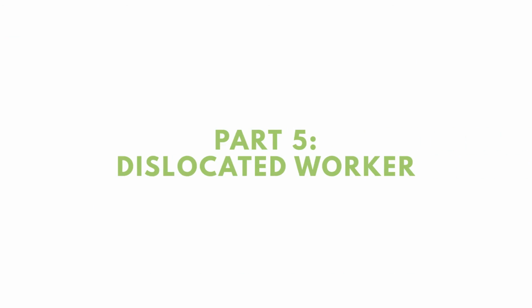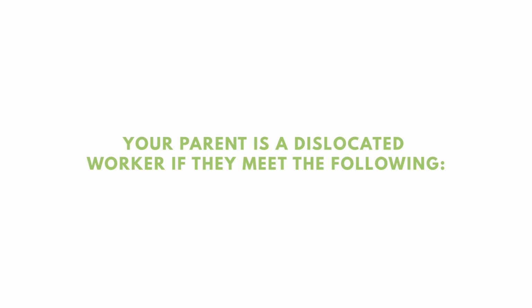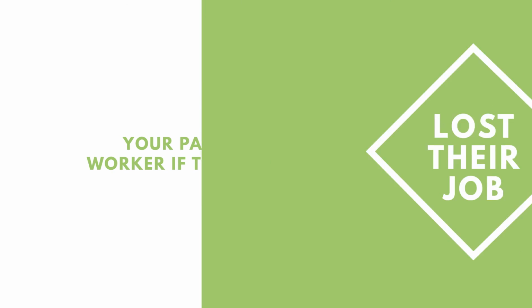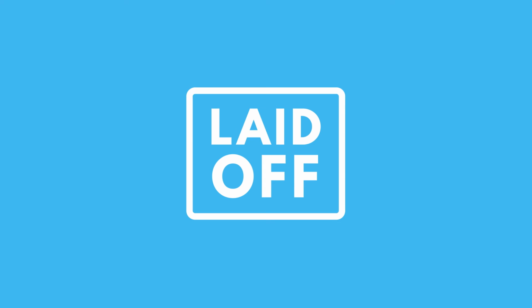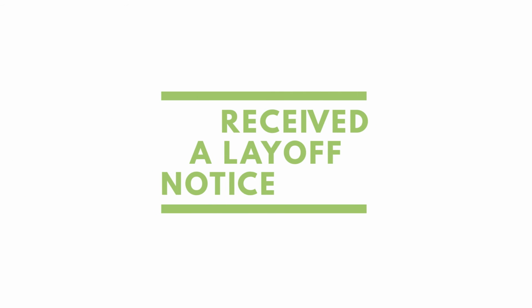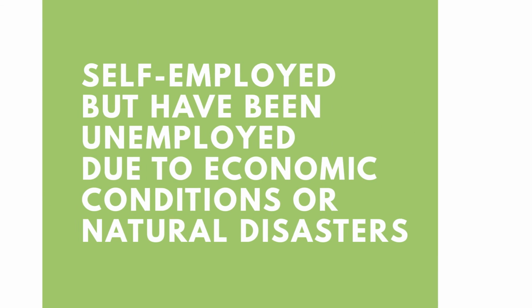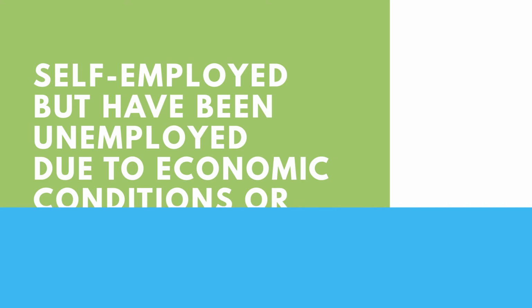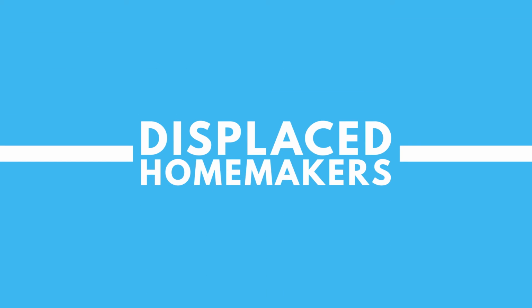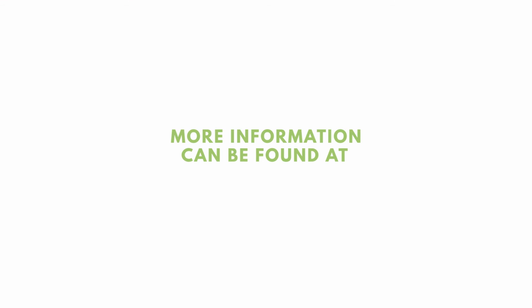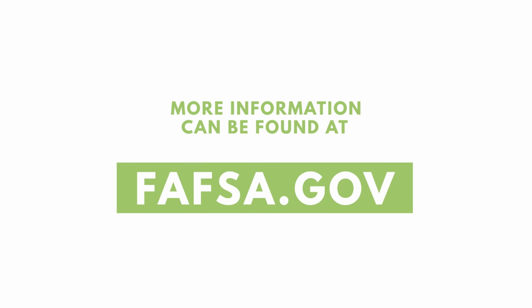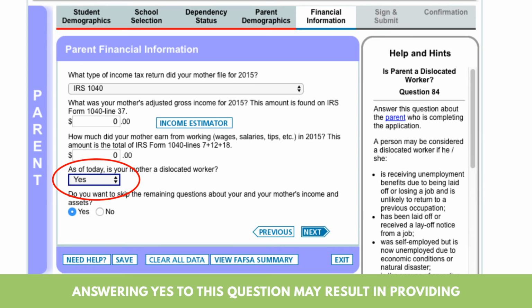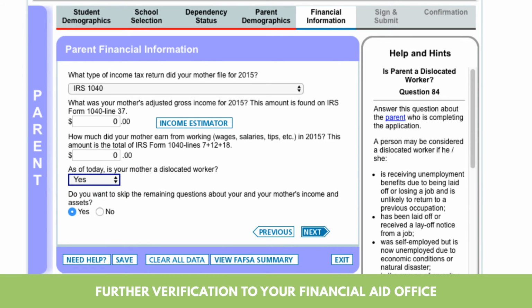Part 5. Dislocated worker. Your parent is a dislocated worker if they meet the following: have lost their job, if they have been laid off, if they received a layoff notice, if they are self-employed but have been unemployed due to economic conditions or natural disasters, if they are displaced homemakers. More information can be found at FAFSA.gov. Answering yes to this question may result in providing further verification to your financial aid office.